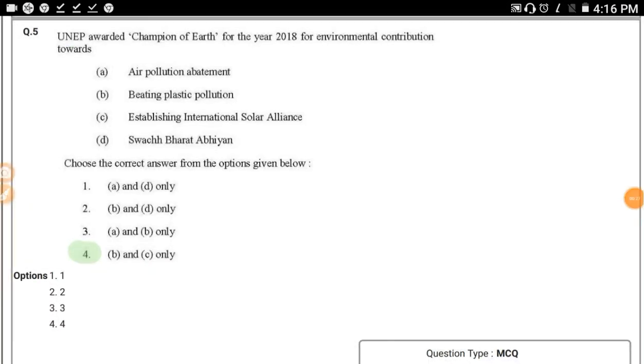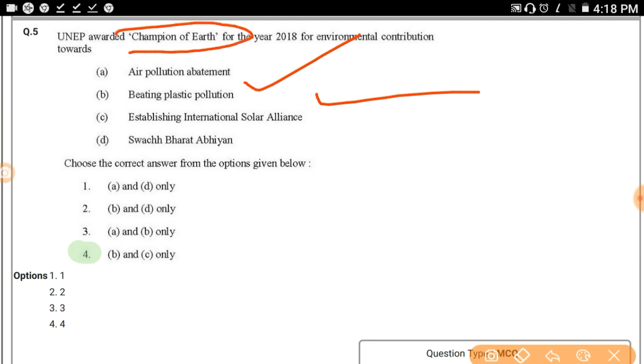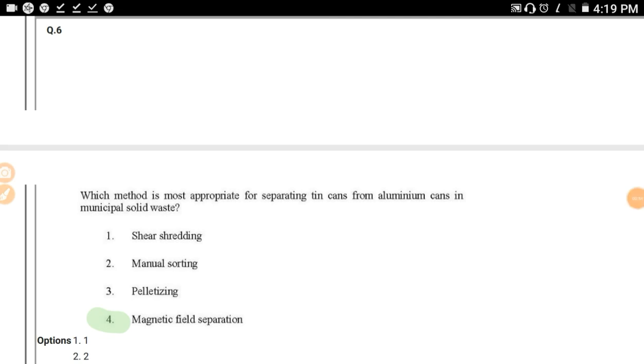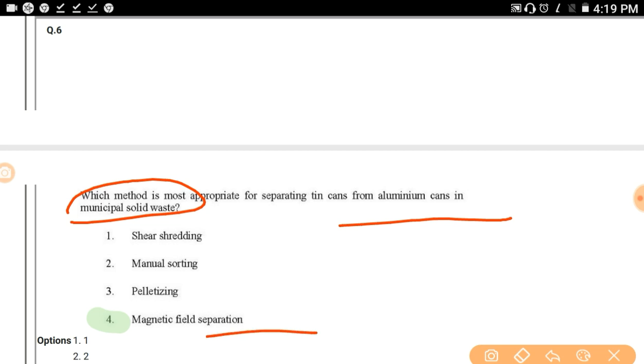Next question. UNEP awarded Champion of the Earth for the year 2018 for environmental contribution towards beating plastic pollution and establishing the Solar Alliance. This award was given as the Champion of the Earth. Okay. Next question. Which method is most appropriate for separating tin cans from aluminum cans in municipal waste? The magnetic field separation is the best way to separate aluminum cans in municipal solid waste.